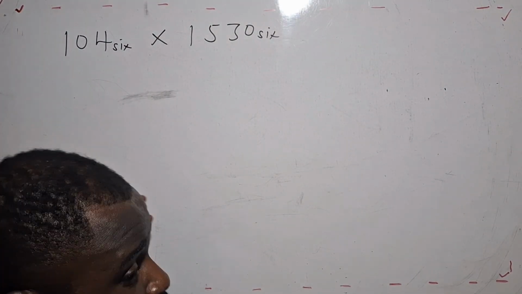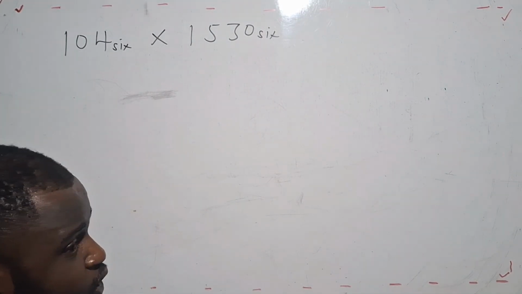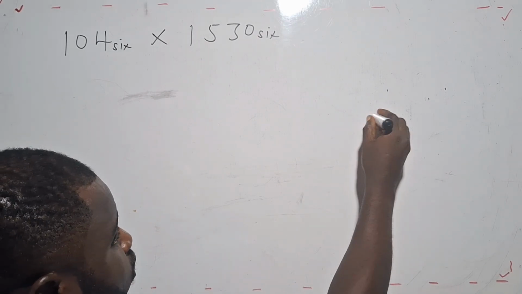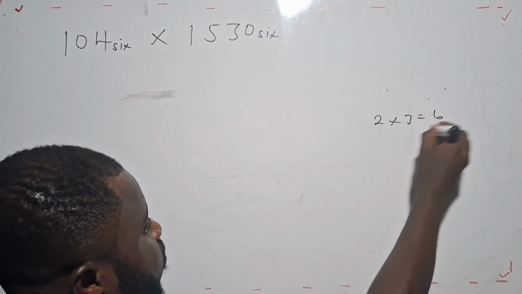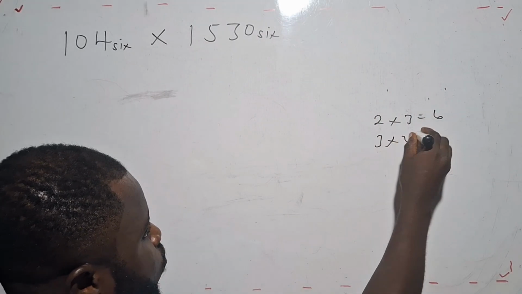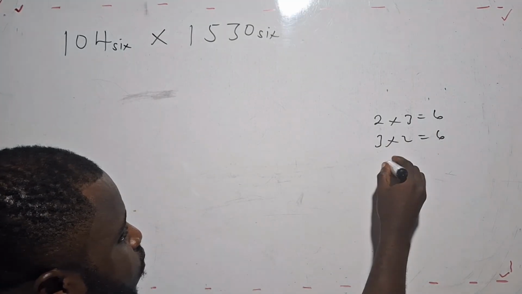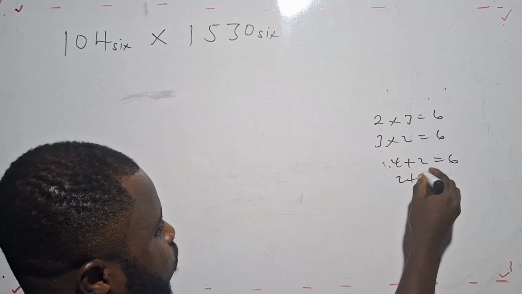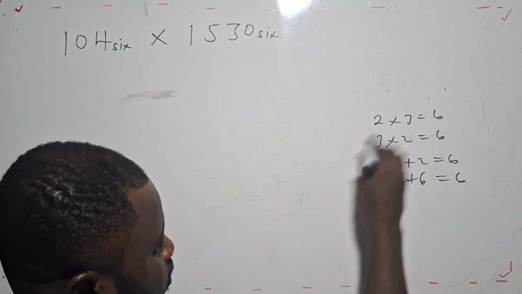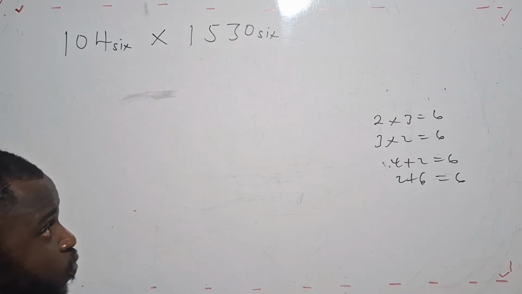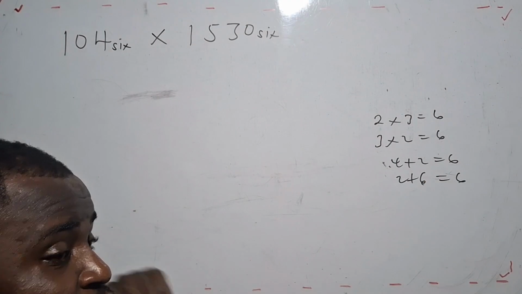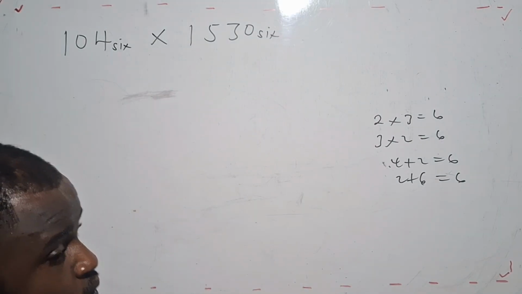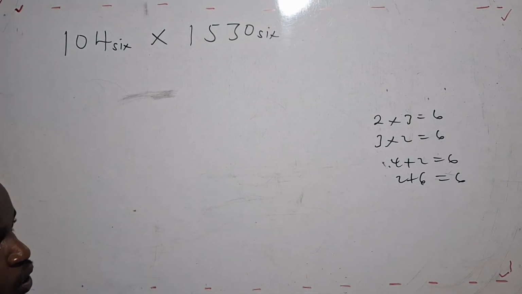Both addition and multiplication are commutative. So 2 times 3 giving me 6 is the same as 3 times 2, which is 6. 4 plus 2 is 6, and 2 plus 4 is 6. So normally in the properties of numbers, we say addition and multiplication are commutative, unlike subtraction.